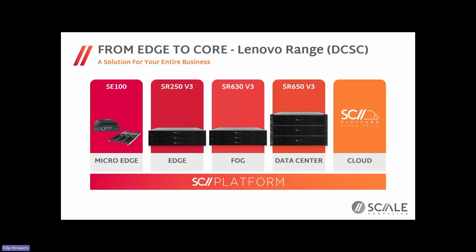Then we have the 630. The 630 is, in my opinion, a high performer, where you have those all-flash systems, but GPUs are also possible in the 630. And then we have the 650, which is a powerhouse system where you can have a lot of storage. It can be for a backup system, or if you need a lot of cores, it will be the 650. So basically a system for every use case out there to have the complete solution.